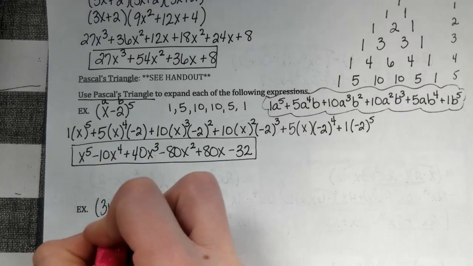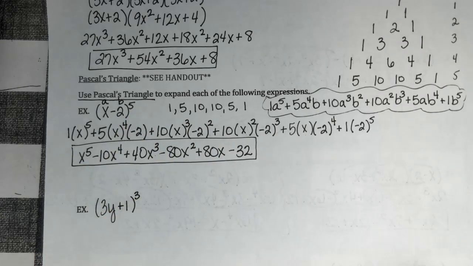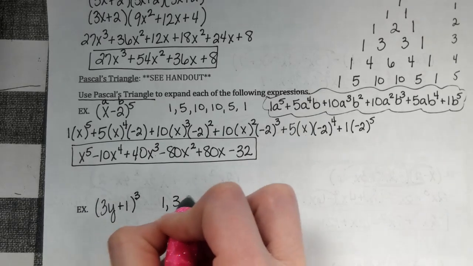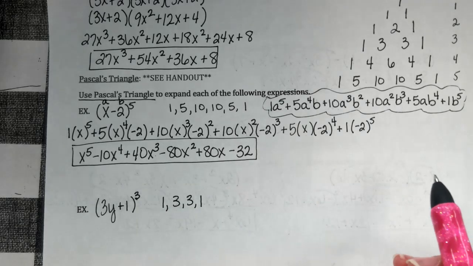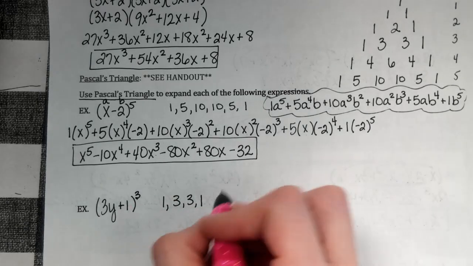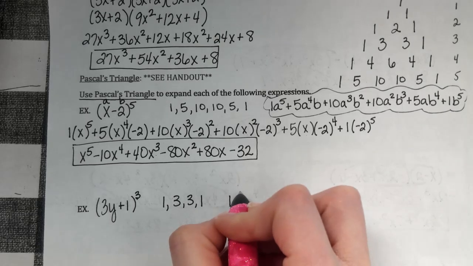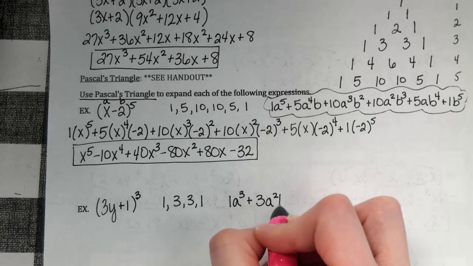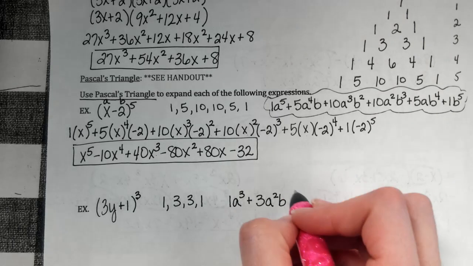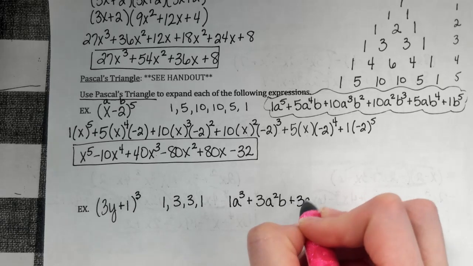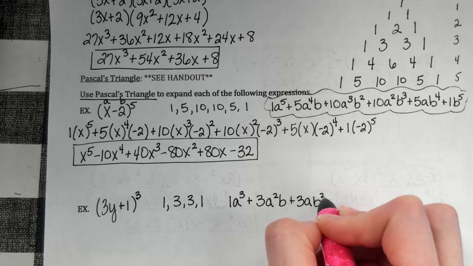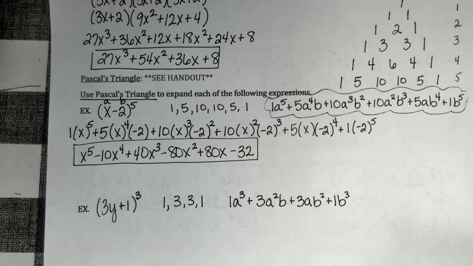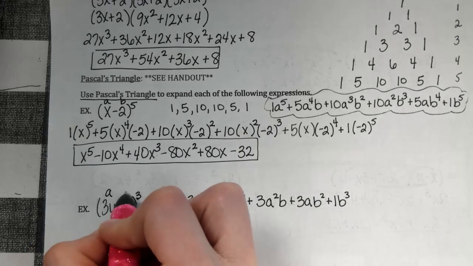If I have 3y plus 1 cubed, it's to the 3rd power, so my coefficients for my triangle would be 1, 3, 3, 1. Okay, so I'm going to take that first term, and a will be raised to the 3rd power, plus a coefficient of 3, a reduces to square, while b increases up to 1. And then I have 3 again, a decreases to 1, b increases to squared. And then I have a 1, b increases to cubed. So, let's apply it. A is 3y, b is 1.